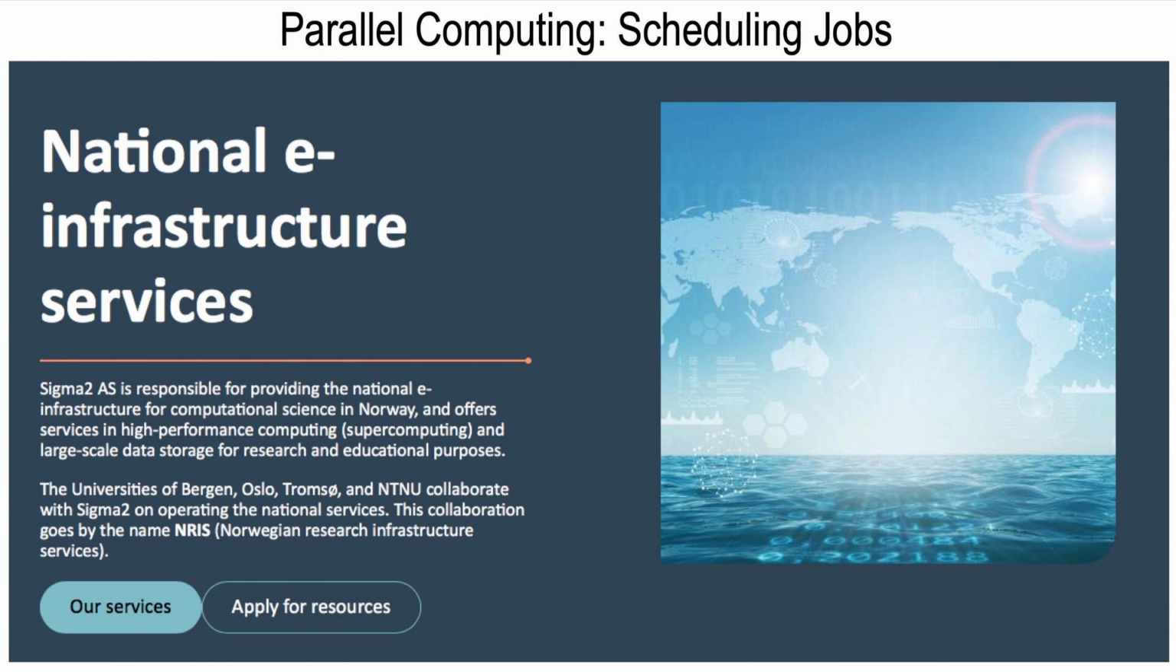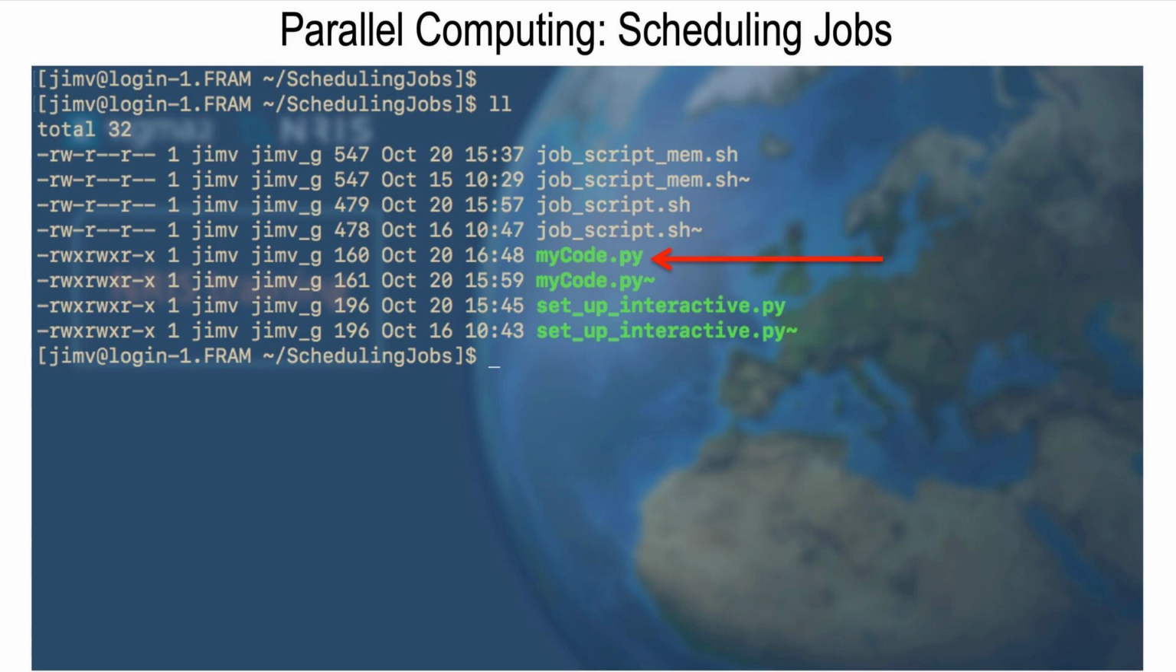The purpose of Slurm, simple Linux utility for resource management, is to provide a robust, scalable, and efficient way to manage and schedule jobs on clusters in high-performance computing, HPC, environments. We will demonstrate how to execute the Python code mycode on the Fram Linux cluster.